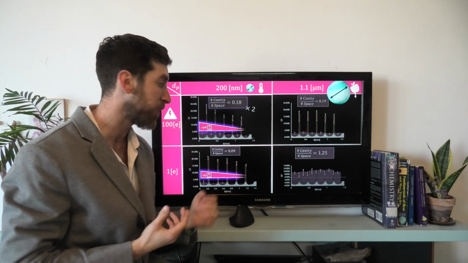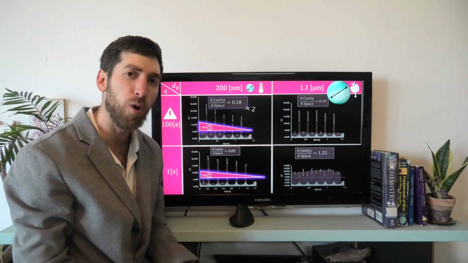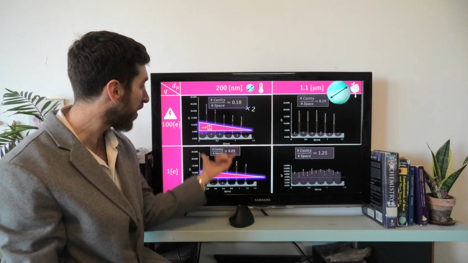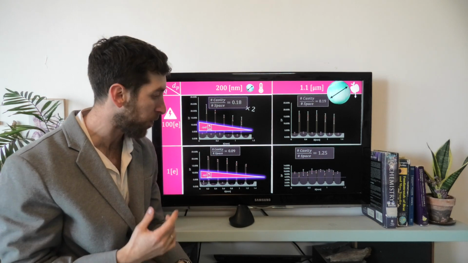Another interesting phenomenon that we study is how deep the particles can go through the lungs. And we can observe and study it using the gradient of the graph.